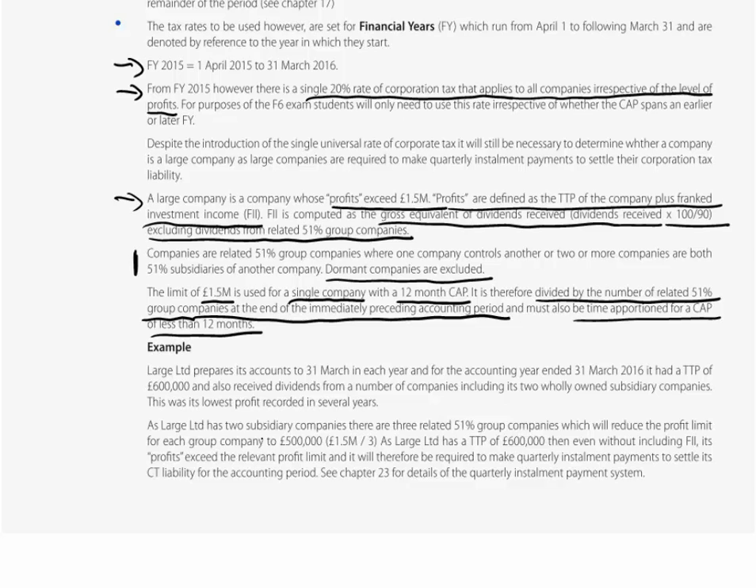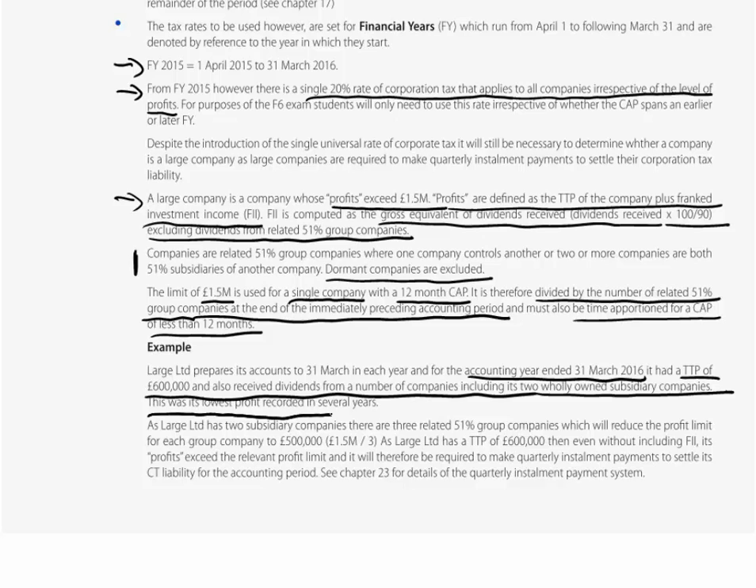Large Limited prepares its accounts to the 31st of March, and for the accounting year ended 31st of March 16, so it's a full 12 months accounting year end, it had a TTP of £600,000 and also received dividends from a number of companies, including its 2 wholly owned subsidiary companies. This was its lowest profit recorded in several years.